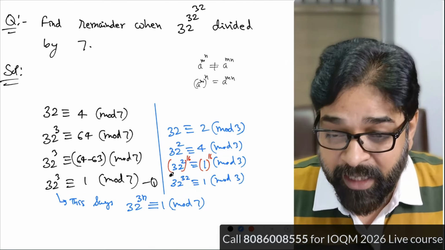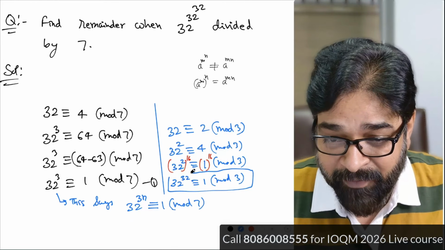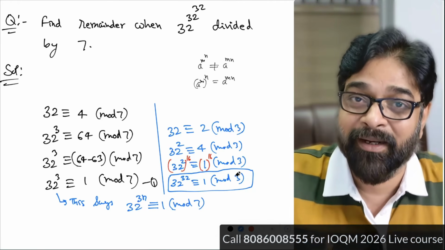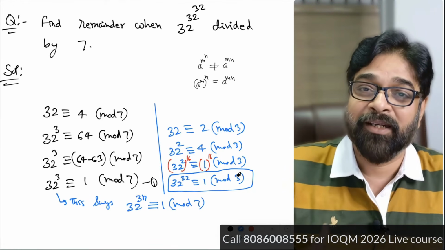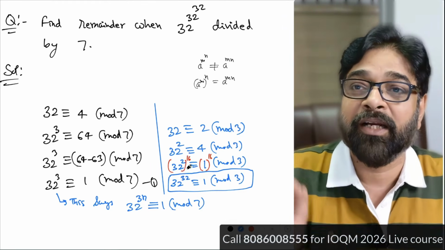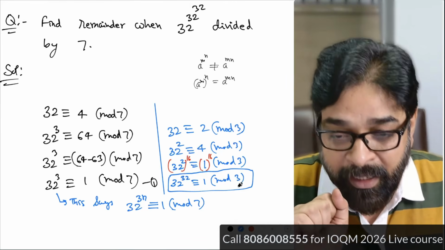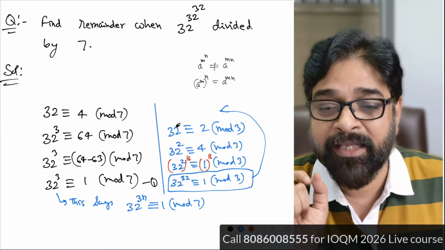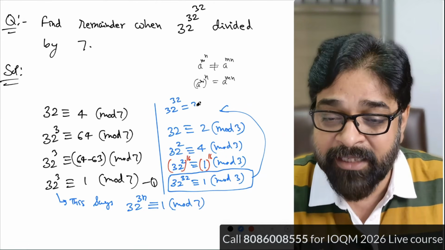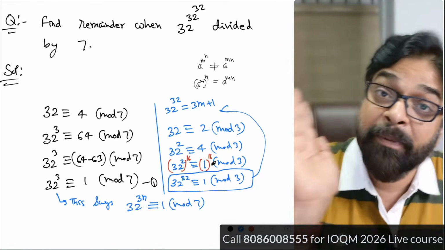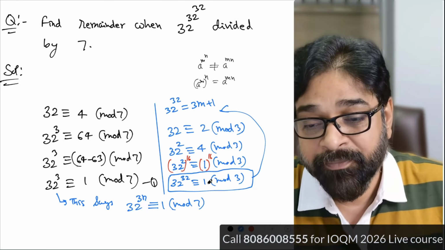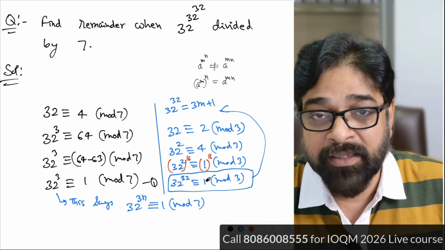Try to understand the meaning of this line. This line is very, very important. That's what I am trying to tell you: congruency is not only for finding remainders. Congruency can deal with a big portion of mathematics if you really understand it. This says that 32 raised to the power 32 can be expressed as 3m plus 1, because when I divide by 3, I get remainder 1. Yes or no?